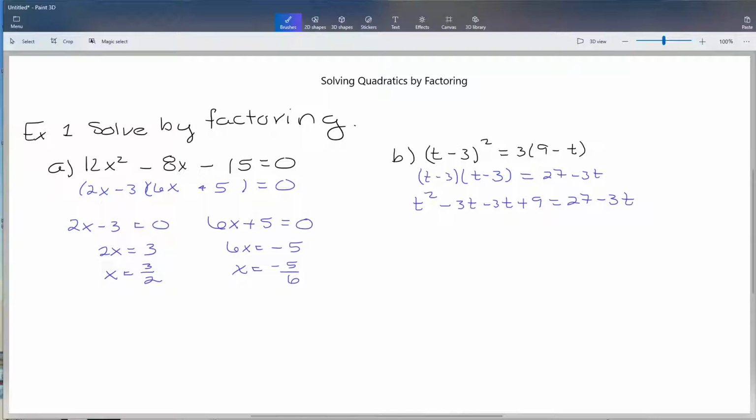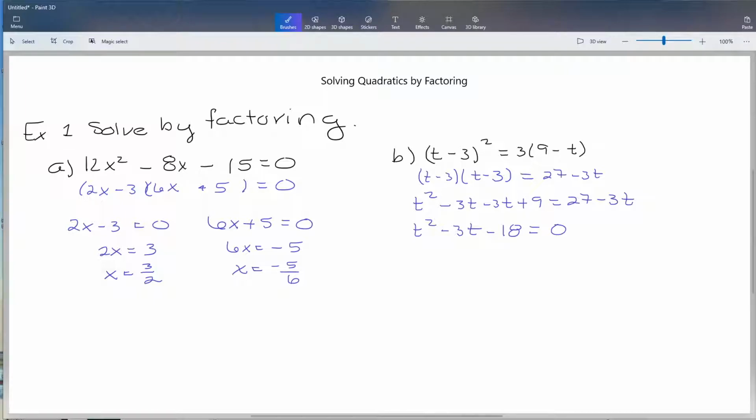Okay, now that I have everything distributed out, I'm going to move everything to the left. So I still have my t squared. Now I have negative 3t, negative 3t, and I'm going to add 3t to both sides to get rid of this 3t on the right. Okay, so that's going to leave me with negative 3t on the left and no t's on the right. Okay, and then I'm going to subtract 27 from both sides, so 9 minus 27 is negative 18. Okay, so now I'm in that standard form where I have everything on the left and just a 0 on the right.